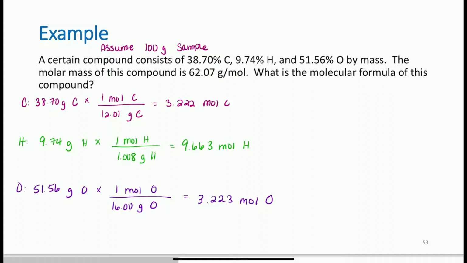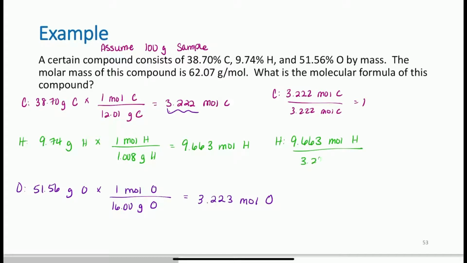Now I'm going to divide them by the smallest number. Technically I see that carbon here is the smallest number, but they're basically equivalent, but we can still go ahead and divide everything by carbon. So for carbon, I'm going to take 3.222 moles divided by 3.222 moles. And I see, of course, it's an answer of 1 here. For hydrogen, 9.663 moles of hydrogen to 3.222 moles of carbon.